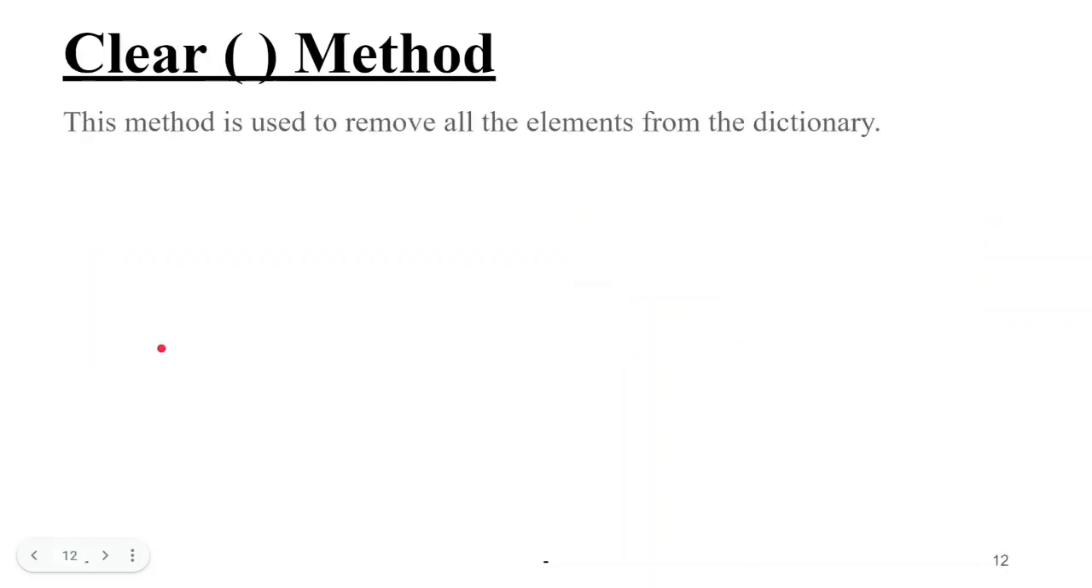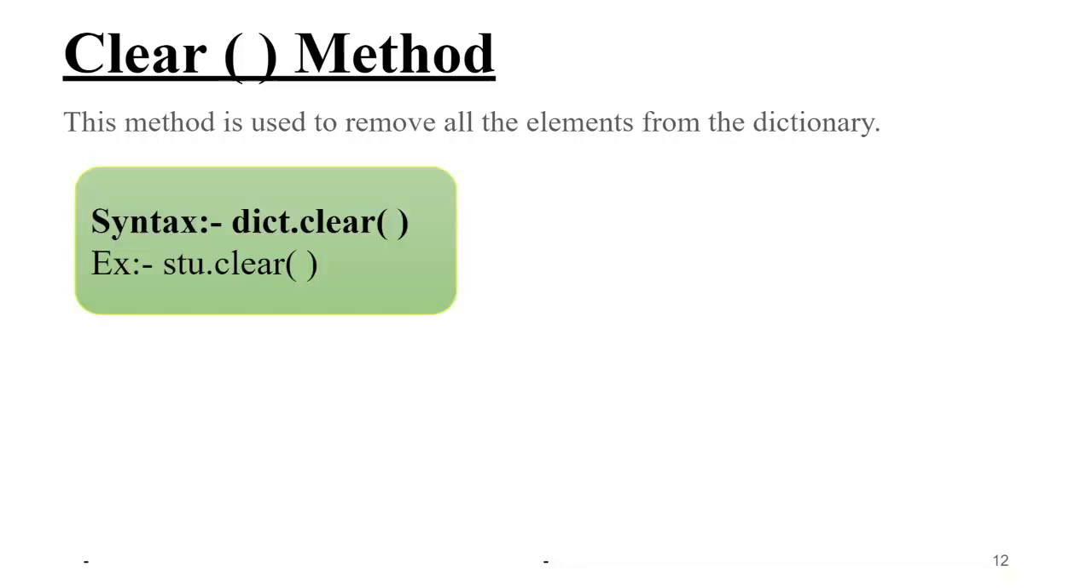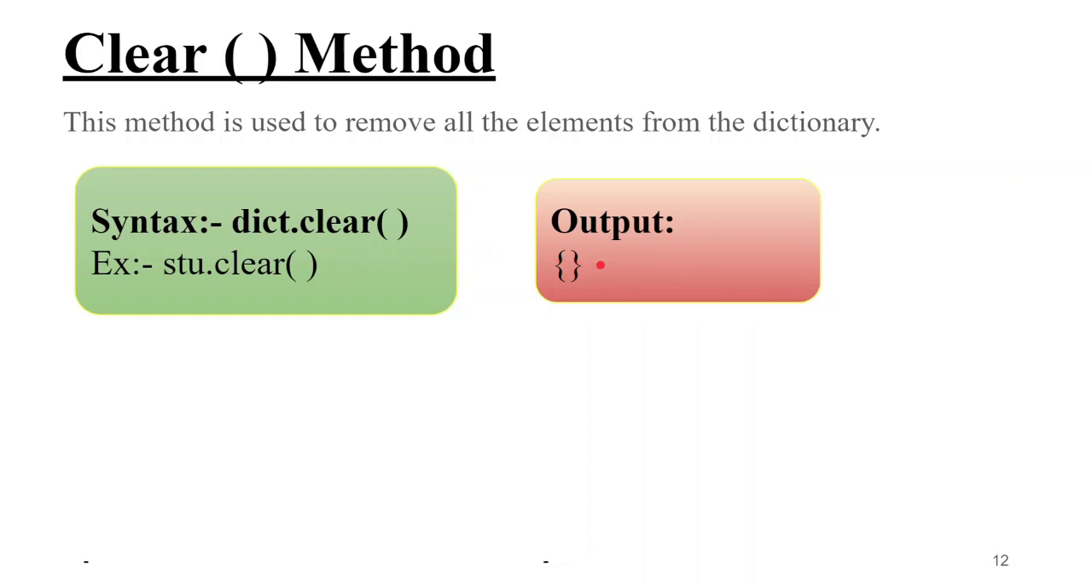And then we have another command called the clear command, and this method is used to remove all the elements from the dictionary, but it does not remove the dictionary object from the memory. It just removes all the elements from the dictionary. And here is how we can make use of this clear method. We call the clear method on the dictionary object. When you call it, you remove all the elements, leaving an empty dictionary which is represented with empty curly braces.